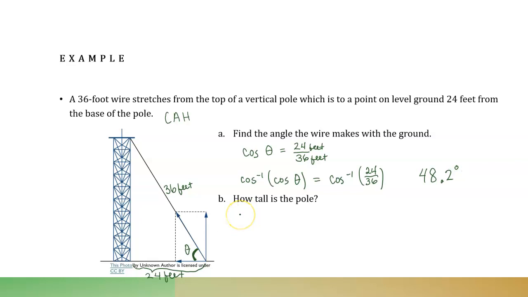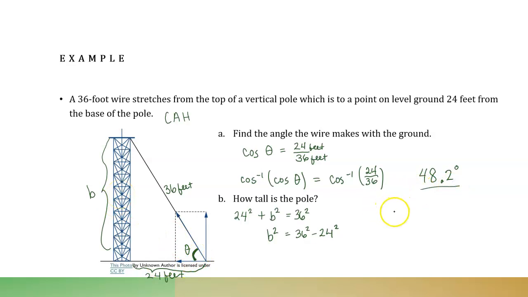And then the next question says, how tall is the pole? So we're trying to find this missing side length. One thing we could do is use the Pythagorean theorem. We could do a squared plus b squared equals c squared. And so b squared equals 36 squared minus 24 squared. And then we could take the square root of that.